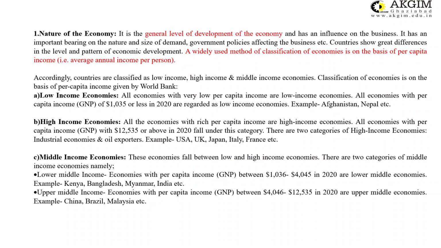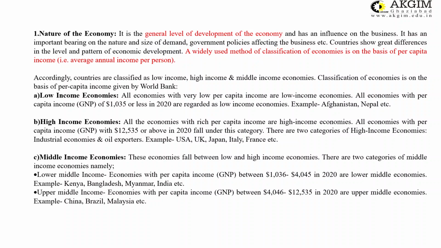Middle income economies include two categories: lower middle income economies and upper middle income economies. In lower middle income economies, people have a per capita income between $1,036 and $4,045, as per the data released by the World Bank in 2020, and examples include Kenya, Bangladesh, Myanmar, India. India also comes into the lower middle income economy because the income level of the people falls in this category, $1,036 to $4,045. So India is also an example of lower middle income economies, as per the data of 2020.